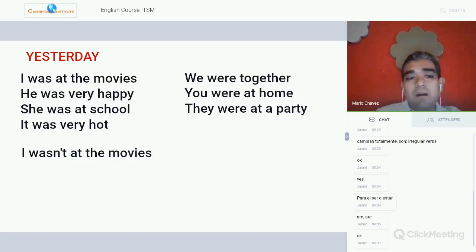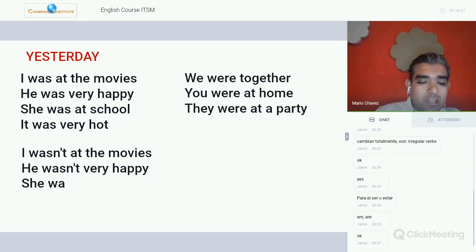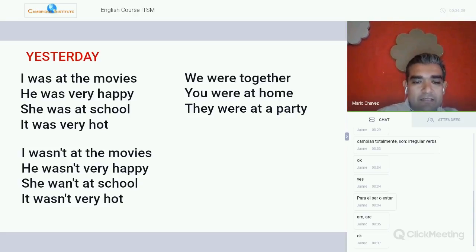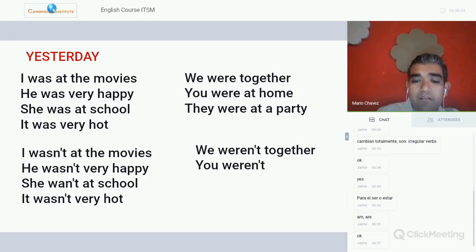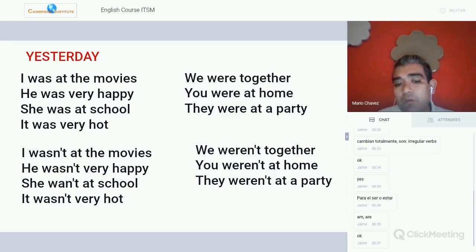And then you say, he was very happy. You say, he wasn't very happy. She was at the school. She wasn't at school. It was very hot. It wasn't very hot. We were together. We weren't. In the case of were, we use weren't. We weren't together. Okay? You weren't at home. They weren't at a party.